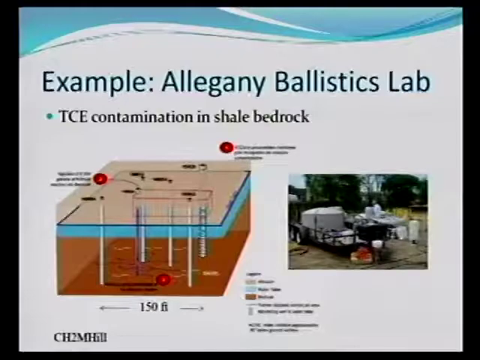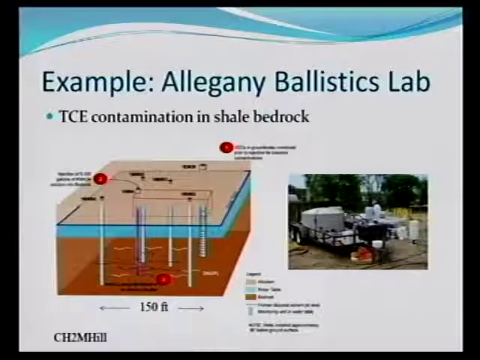Here's an example of TCE contamination in a sedimentary rock and a shale bedrock at the Allegheny Ballistics Lab, where they injected permanganate into wells. Again, they had a source zone that they were trying to take care of. It was fairly focused. They knew where the stuff was, and so they were able to inject this oxidizing chemical into the formation and cause destruction of the TCE. And here are the tanks of this purply looking stuff.